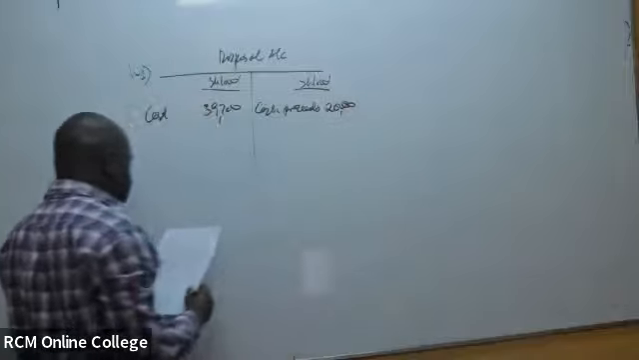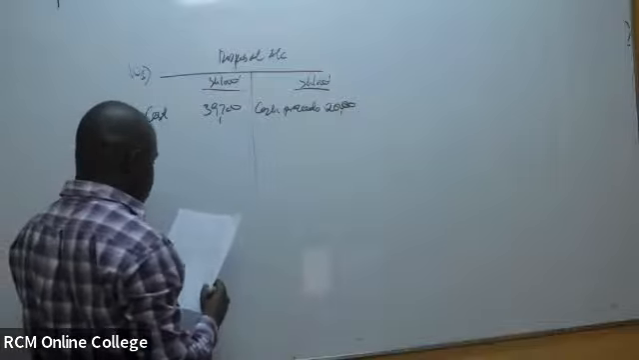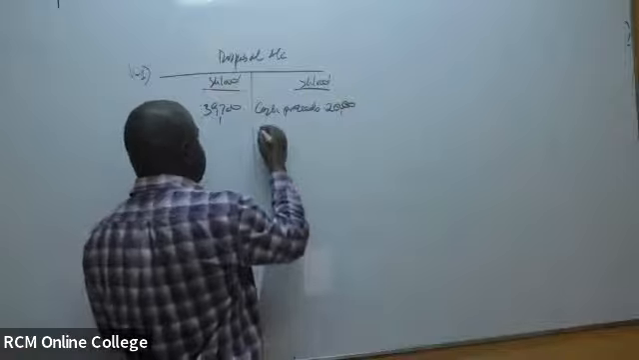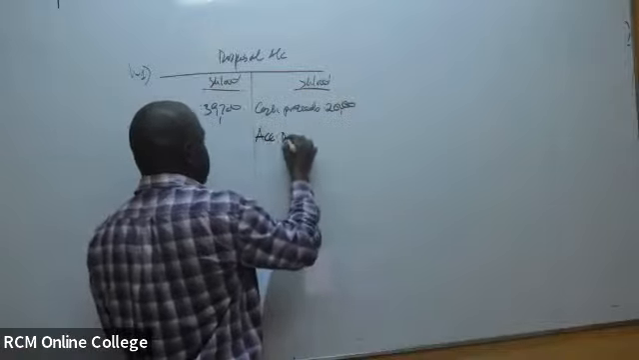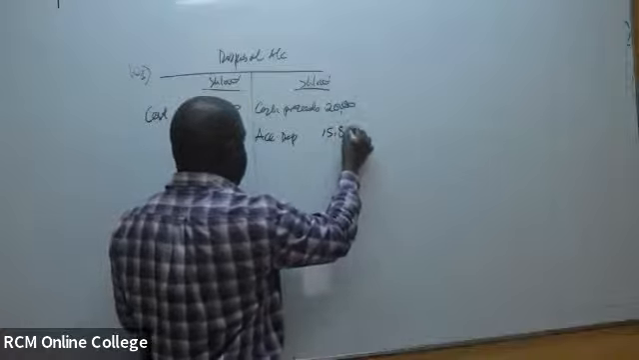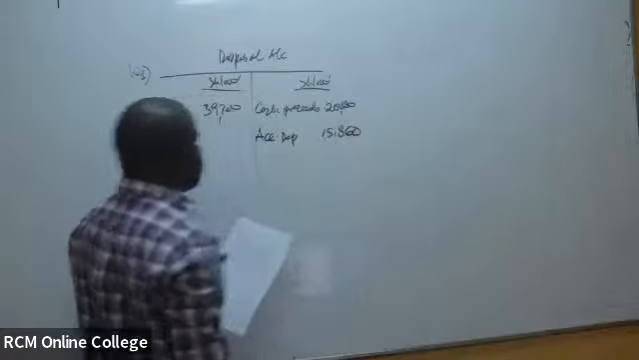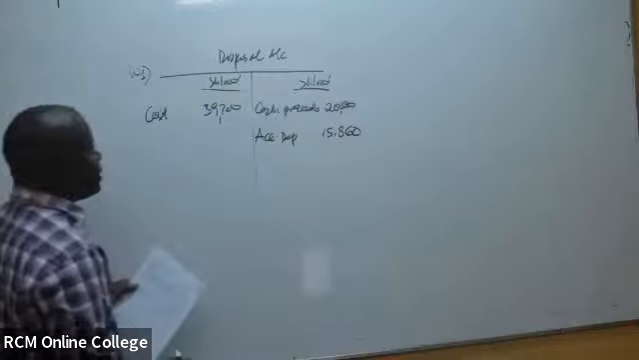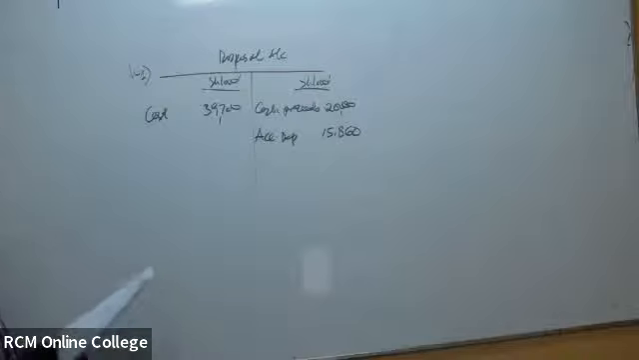Then the accumulated depreciation, so it had an accumulated depreciation of 15,860,000. So in this case, on this disposal, was it a gain or a loss? On this disposal, was it a gain or a loss?